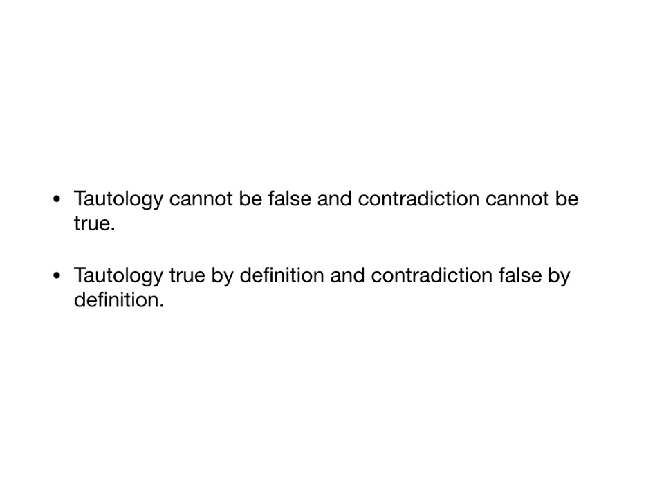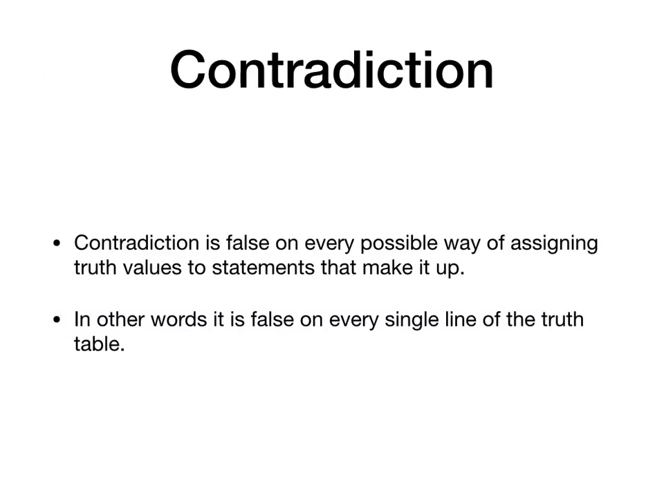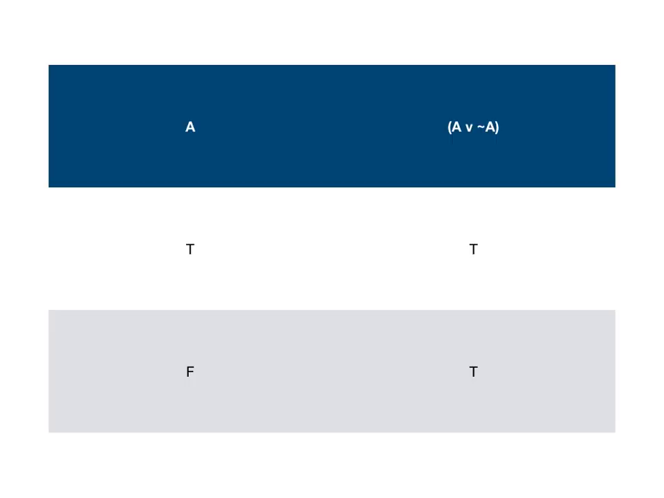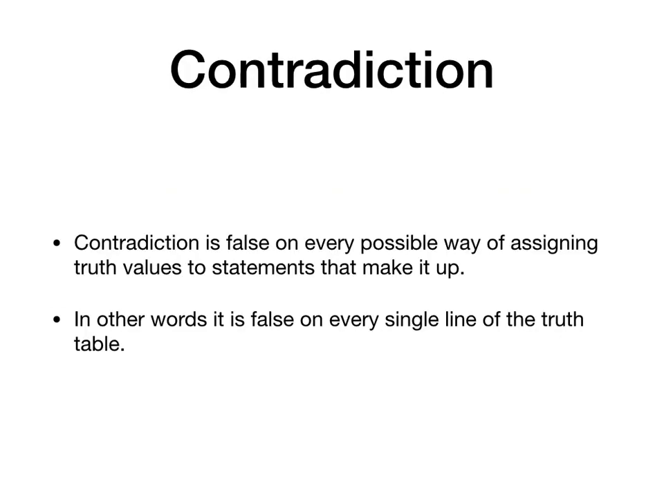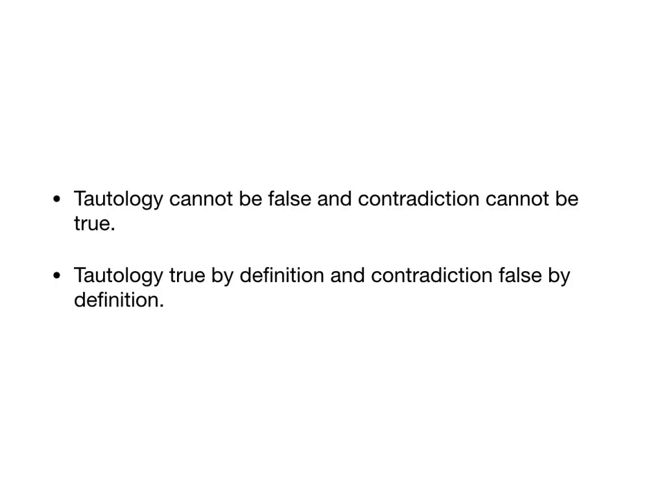Another way people put it: a tautology cannot be false and a contradiction cannot be true. Or you might say a tautology is true by definition and a contradiction is false by definition. But for purposes of our class, we're trying to be very precise about all this. This truth table way of defining it, true on every line, false on every line, is probably better than these maybe looser definitions.